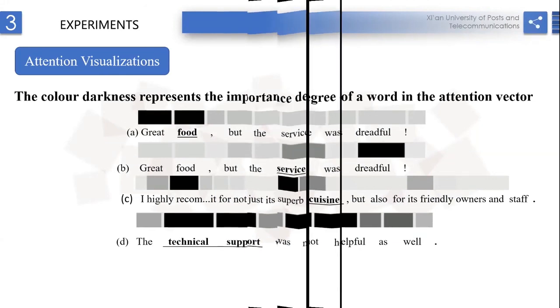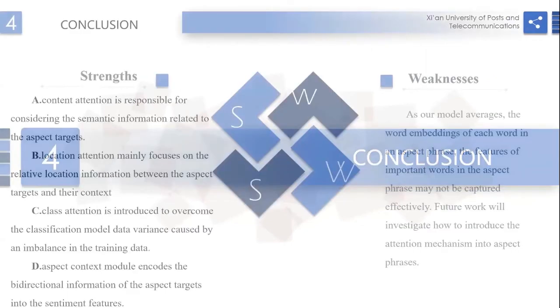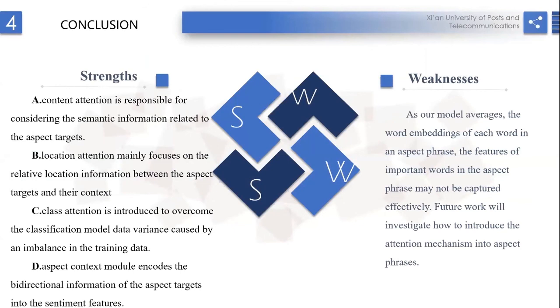The last part concludes the paper and points the direction for future improvement. This paper proposed a new model to take on the challenge in aspect sentiment analysis. The model uses the multi-attention mechanism and aspect context, where multiple attention makes the new model contrast the relation between the aspect target and their context words from different perspectives.